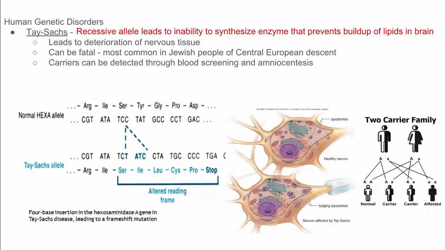Grace? Yeah, so why is sickle cell disease most common in people of African descent, or this disease most common in Jewish people of Central European descent? Typically it's because people in those groups would tend to marry people in the same ethnic group, and therefore these diseases start to become more common in those groups. Or in the African descent with sickle cell disease, it provides an advantage to people living in areas that have a lot of malaria, and Africa is one of those places. Good question.